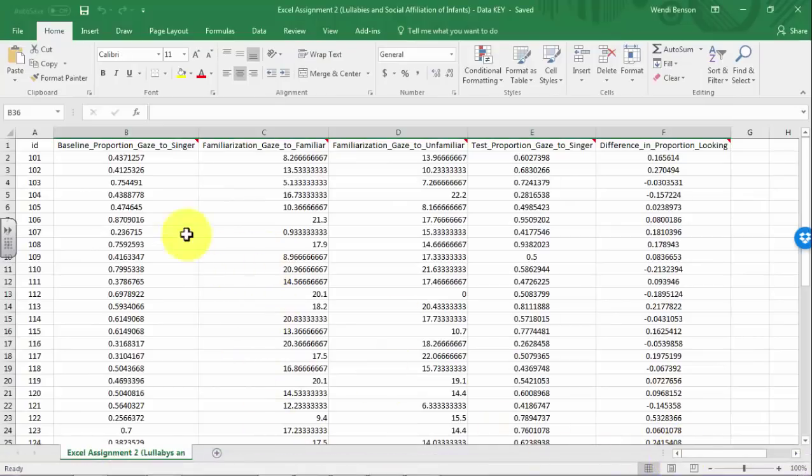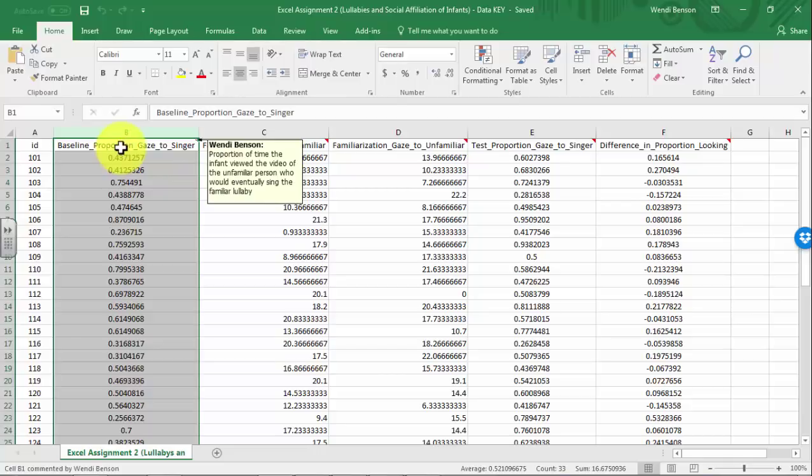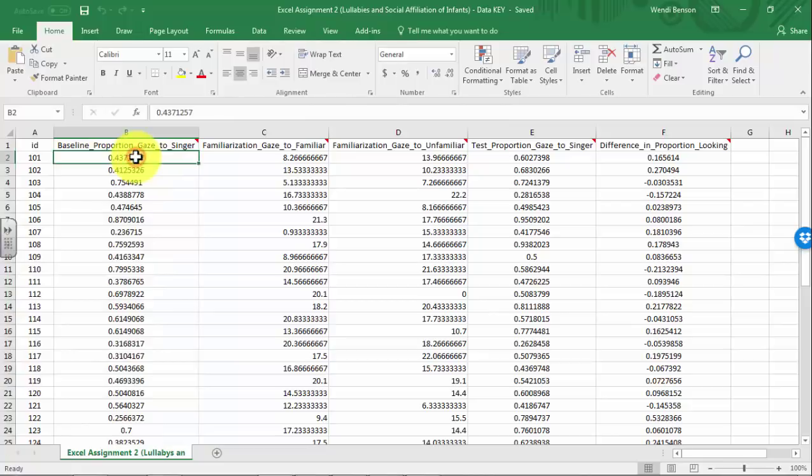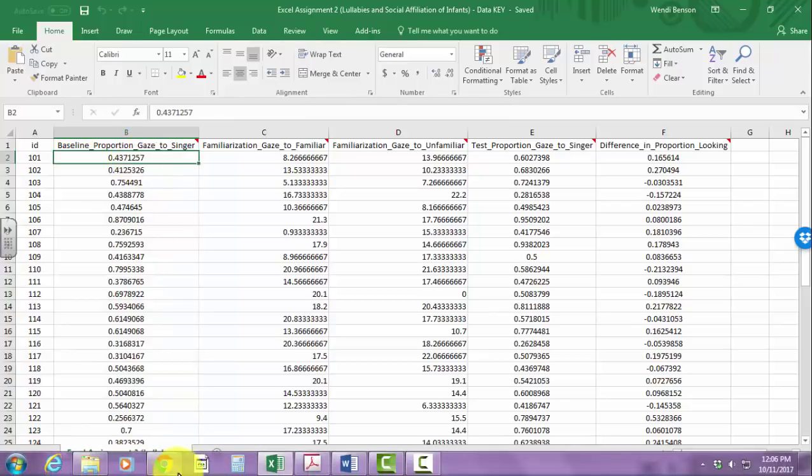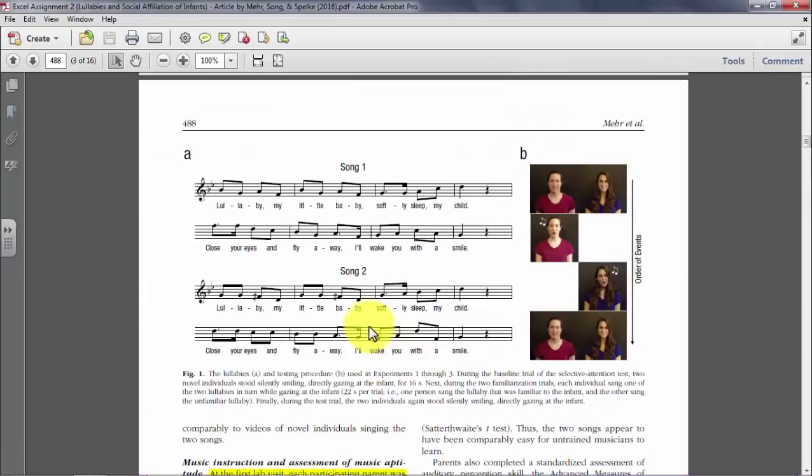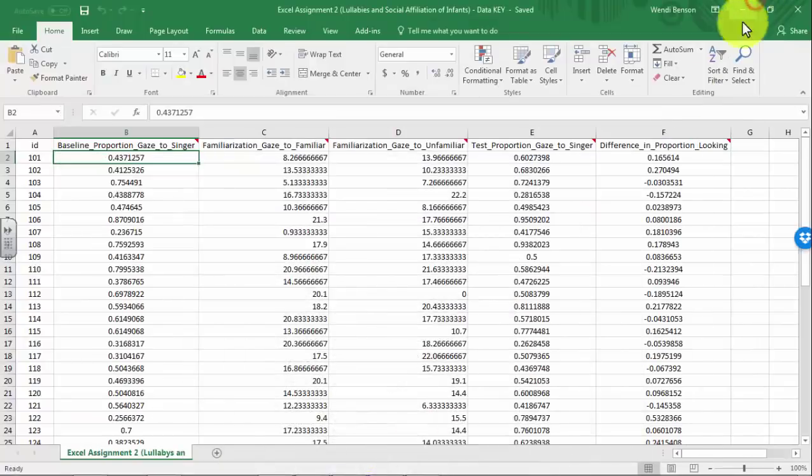So we are going to be focusing on, you can see this is the explanation of all these values here. You'll see in this first column, that's the ID of all of the participants. And then here you'll see some numbers. So this first column is the proportion of time that the infant viewed the video of the unfamiliar person who would eventually sing the familiar lullaby. So you'll see these are all under 1. So for this one, 43.7% of the time that they stared at the two pictures of the ladies that they looked at. So what percentage of the time did the infant stare at the woman who would eventually sing the lullaby?